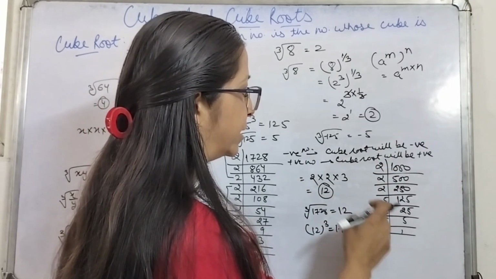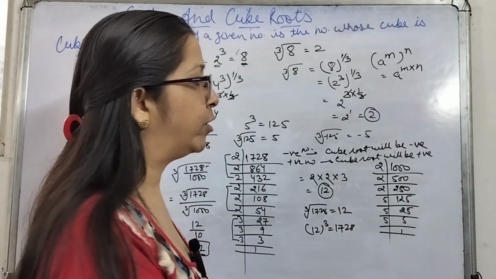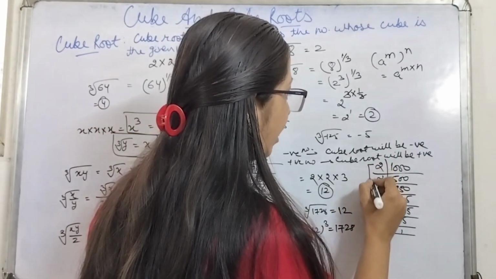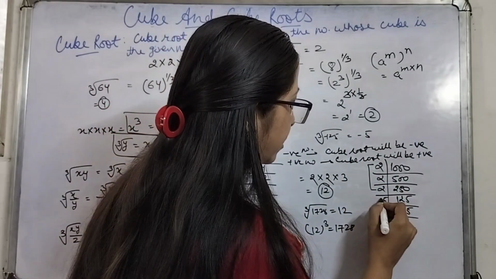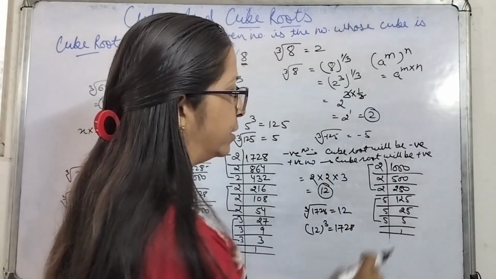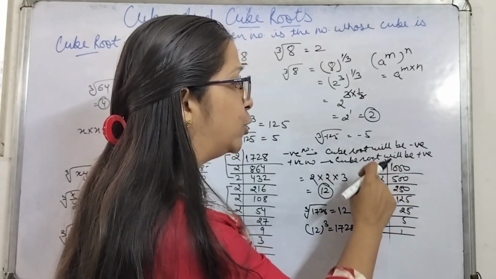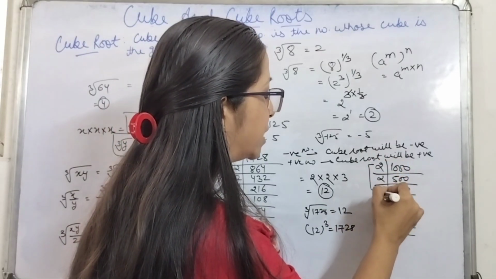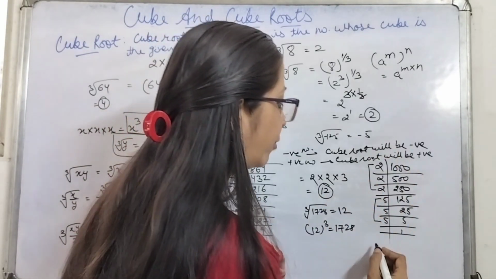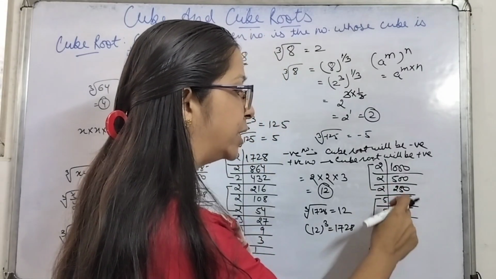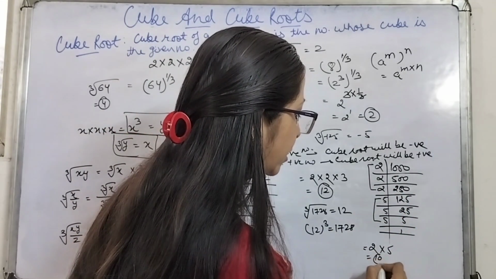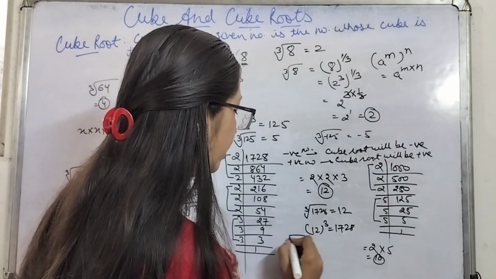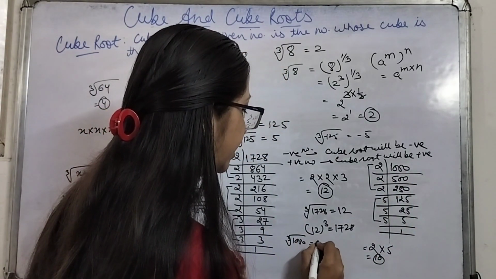Again, we have the factors 2 and 5. We will make groups of 3. So we have made groups of 3: three 2s we have taken, and three 5s we have taken. Now from these three 2s, we will take one 2 out, and from these three 5s, we will take one 5 out. So it will be 10. So the cube root of 1000 will be 10.